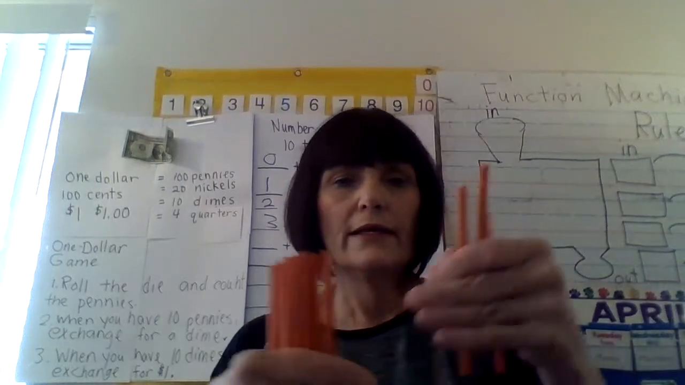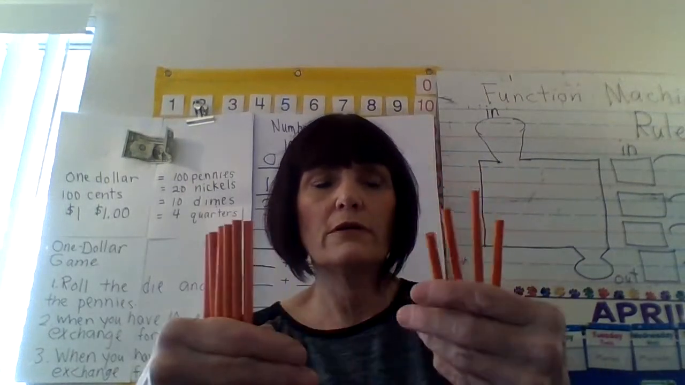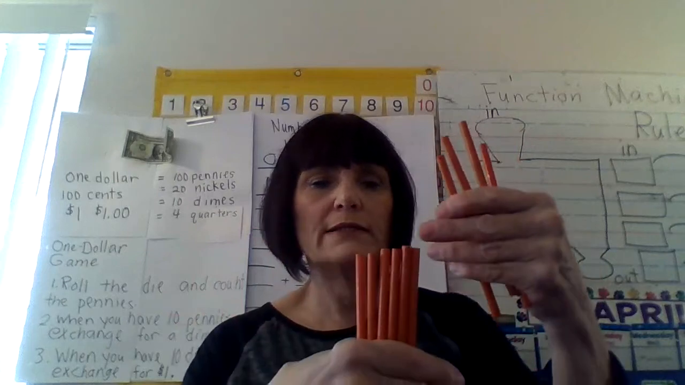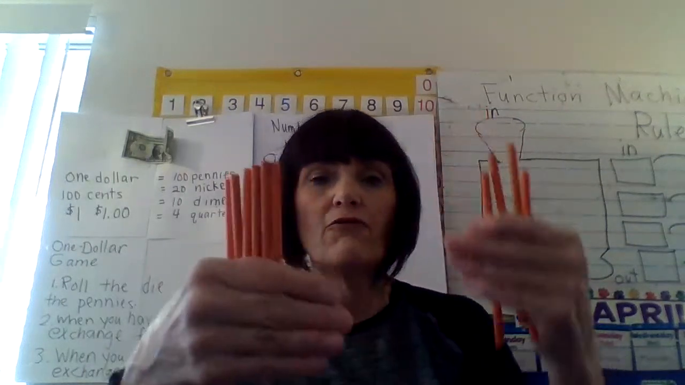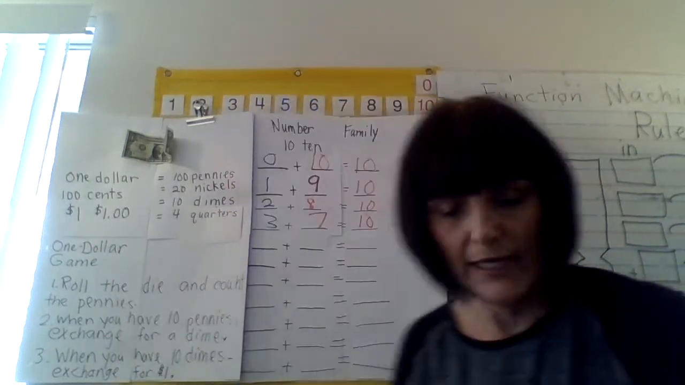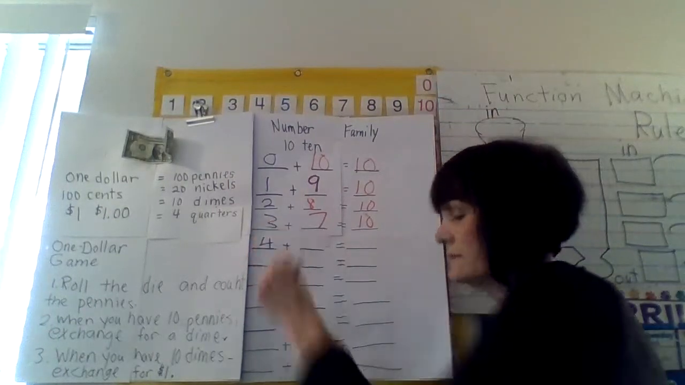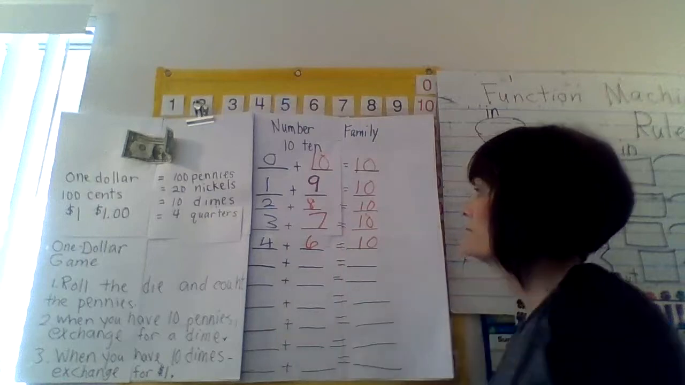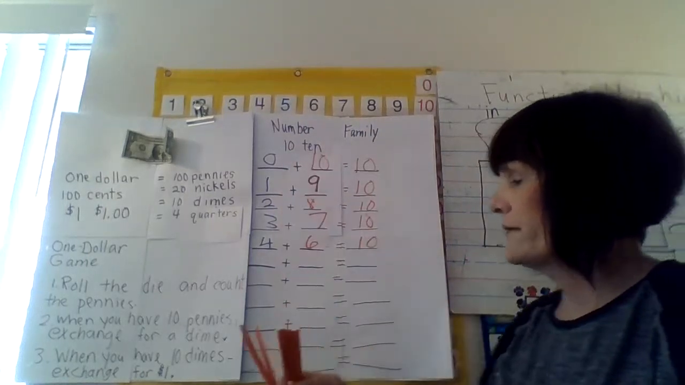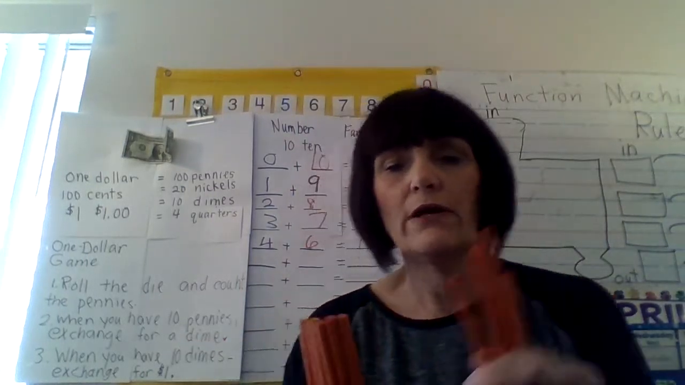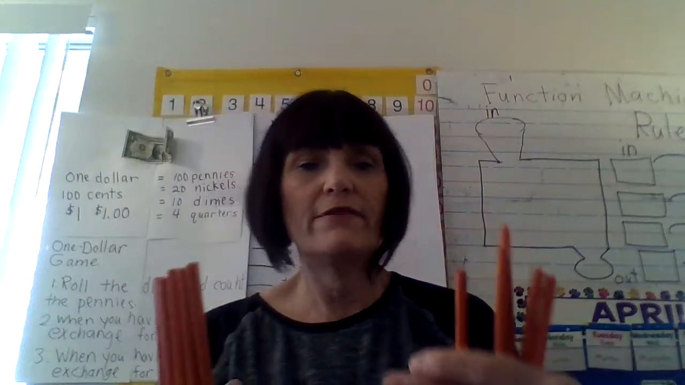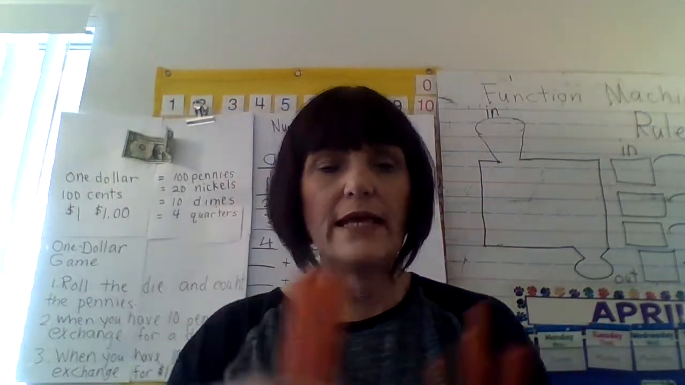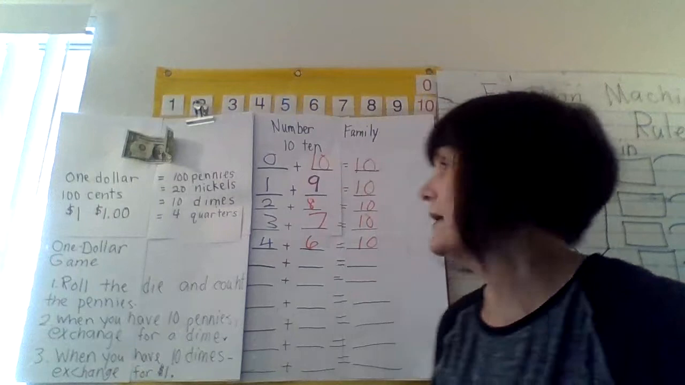Now I'm going to move one more over. 4 plus 1, 2, 3, 4, 5, 6. 4 plus 6 equals 10. I see the pattern going very strong right now. Okay, move one more over. I have 5 in this hand and 5 in this hand, so 5 plus 5 equals 10.